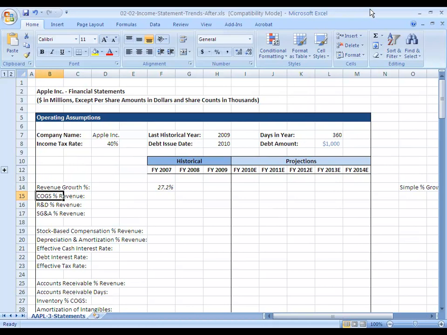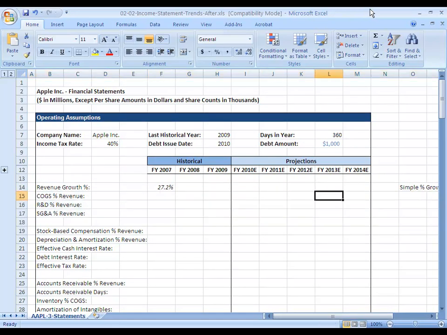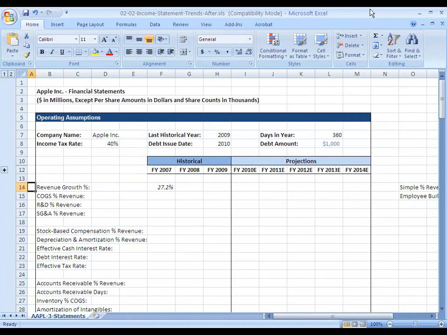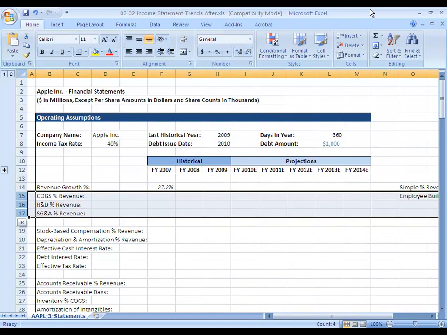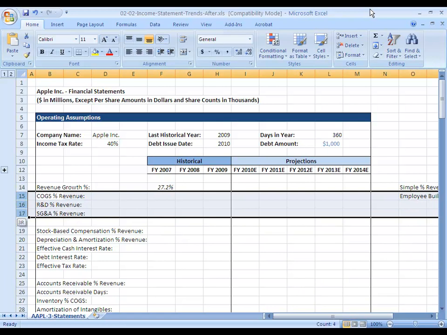Now for the expense percentage assumptions, again, there are really two ways you can do it. You can do a simple percent of revenue assumption, or you can do an employee build. The simple percent of revenue assumption is what you see right here. We're assuming that each one of these comprises a certain percent of our revenue. And then we just carry this across, we make some adjustments to this, we might take an average of this to figure out what it's going to be in future years.